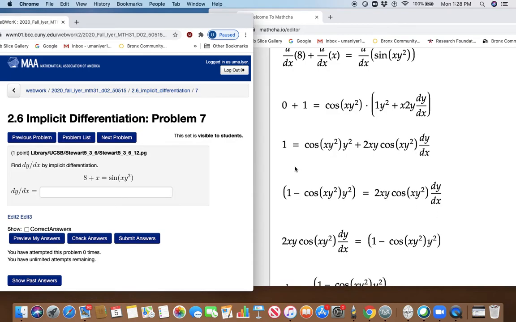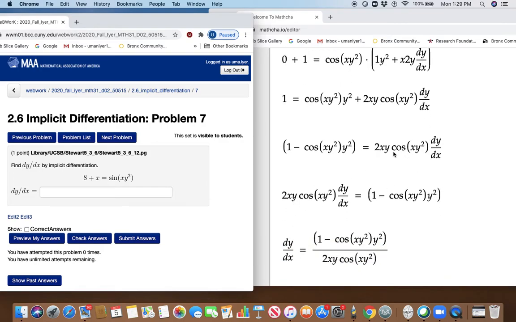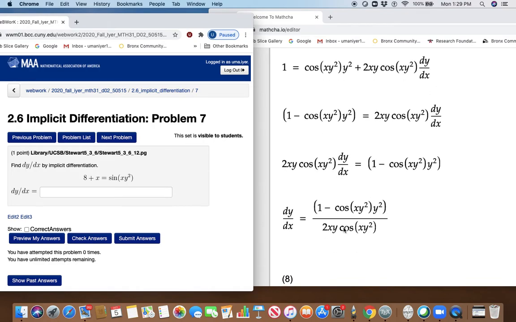Move this guy to the left. I get 1 minus cosine xy squared times y squared equals 2xy cosine xy squared dy dx. I'm rewriting it with this on the left just for visibility, and then divide both sides by this factor. 1 minus cosine xy squared y squared over. So that's your derivative. Alright.